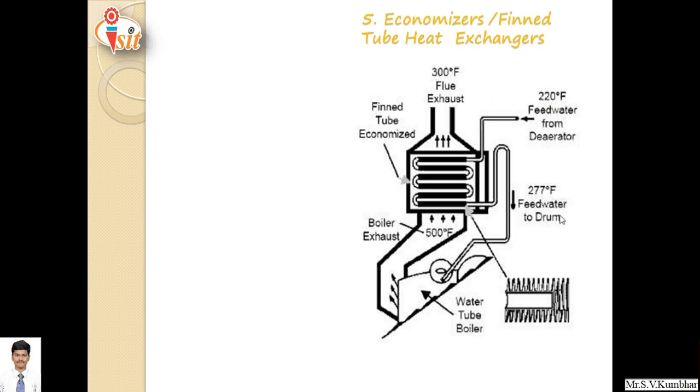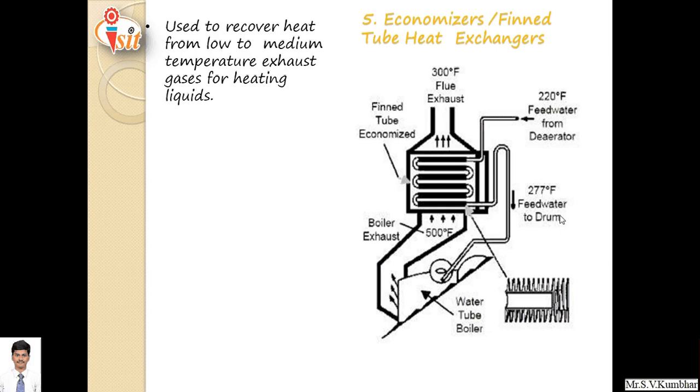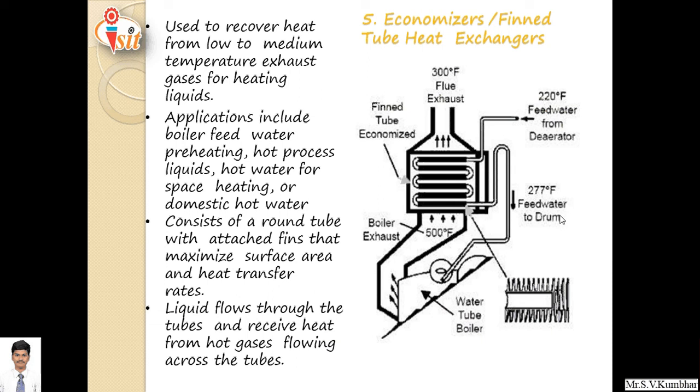Second, economizer with finned tube heat exchanger. Generally, an economizer is used to preheat water, and that preheated water can be used for different applications. An economizer recovers heat from low to medium temperature exhaust gases for heating liquid. Applications of an economizer include boiler feed water preheating, hot process liquids, hot water for space heating or domestic water heaters.